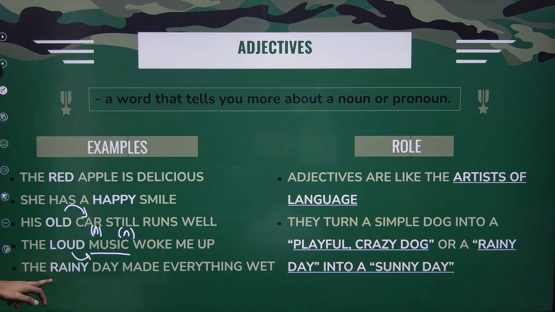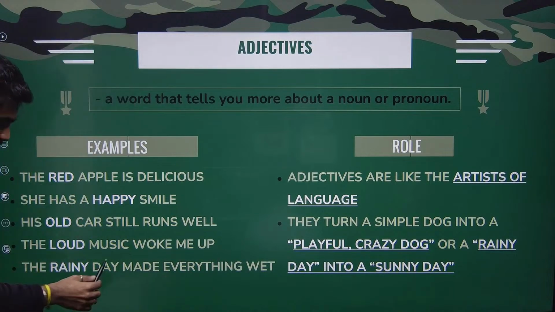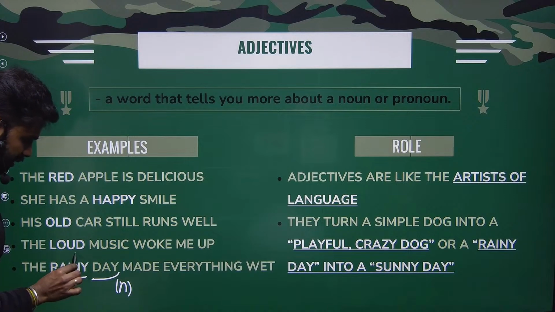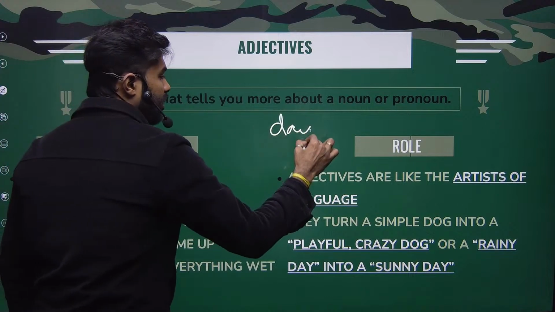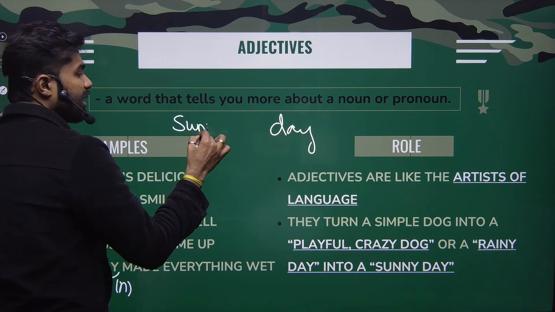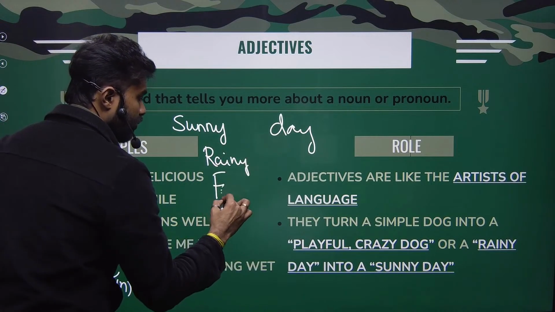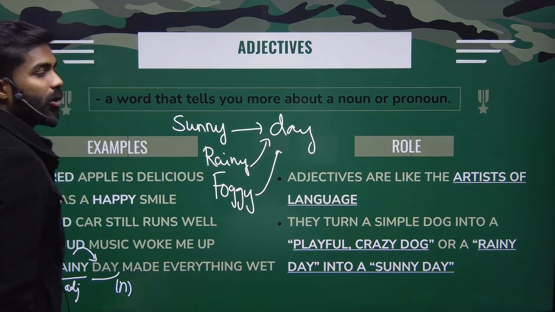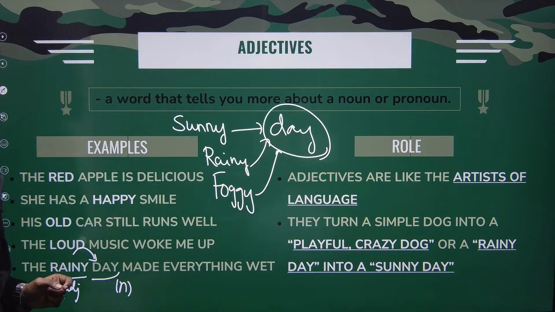All right. See, again, the rainy day made everything wet. Look at this example. This is an interesting example. Day is my noun. Rainy day. What kind of day? Rainy day. It is an adjective. Why is it an adjective? It is modifying my noun. So if day is my noun, I can call it sunny day, rainy day, foggy day. See, all these are modifying or giving extra information about my noun day. So I call all these my adjectives.